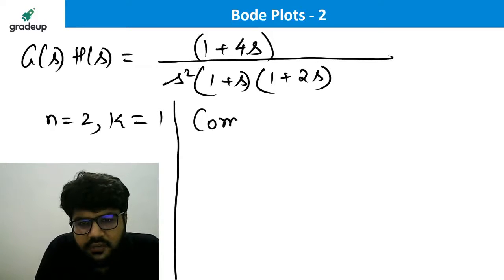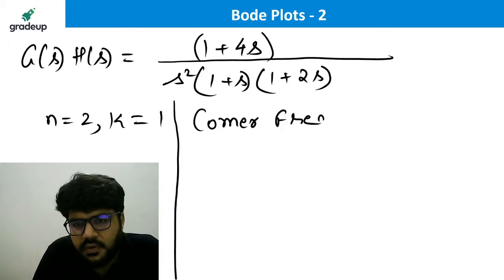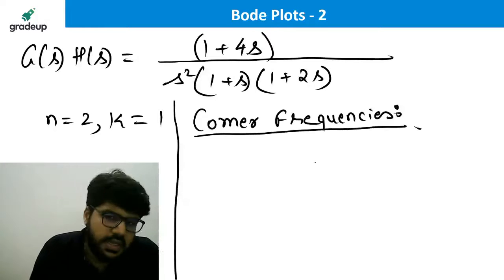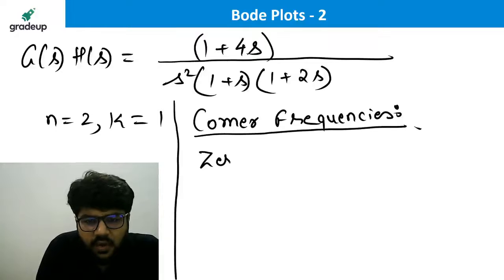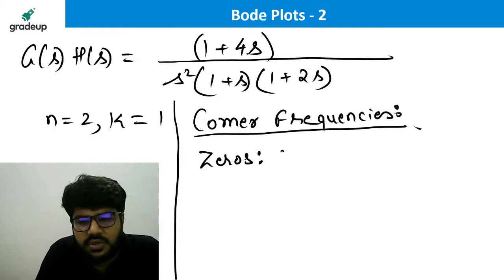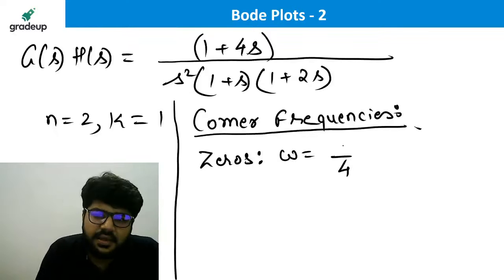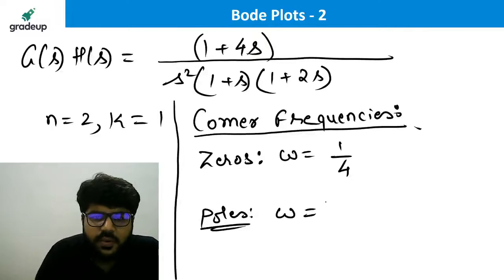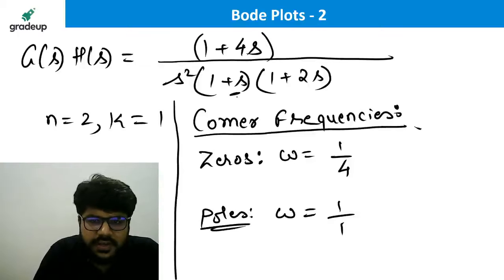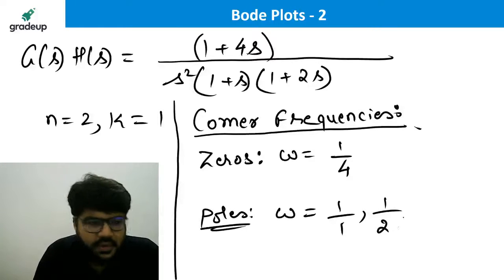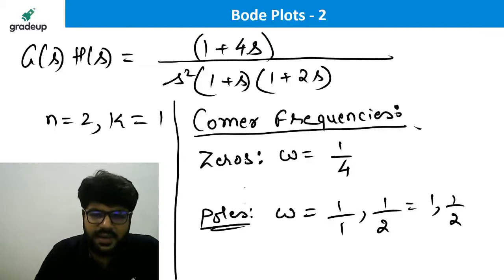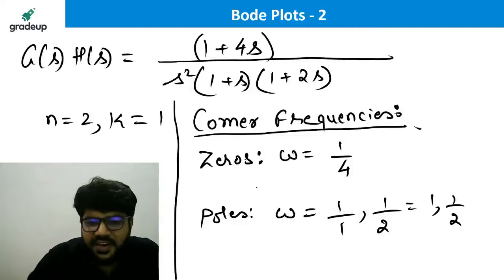Now, what are the corner frequencies? What are the corner frequencies due to the zeros? Omega equal to 1 by T, so 1/4. And corner frequency due to poles, omega equal to 1/1. One of the T time constants is 1, the other is 1/2. So the corner frequencies are 1 and 2 due to the poles, and 4 due to the zero. Write them separately because the slope change effect is different for both.